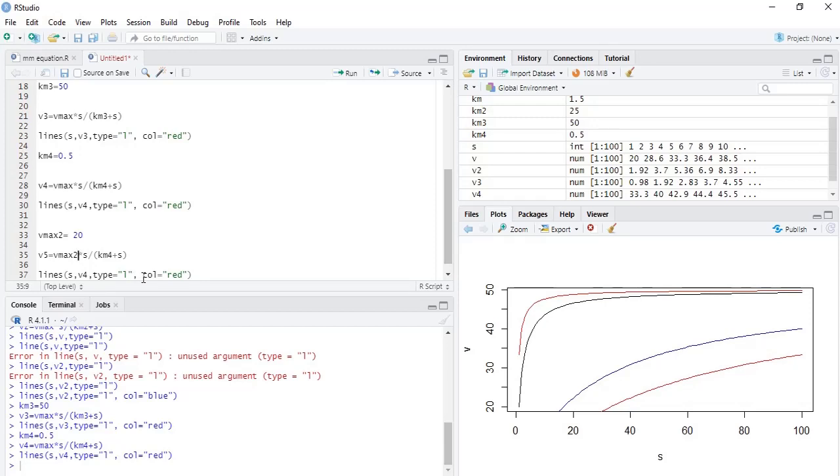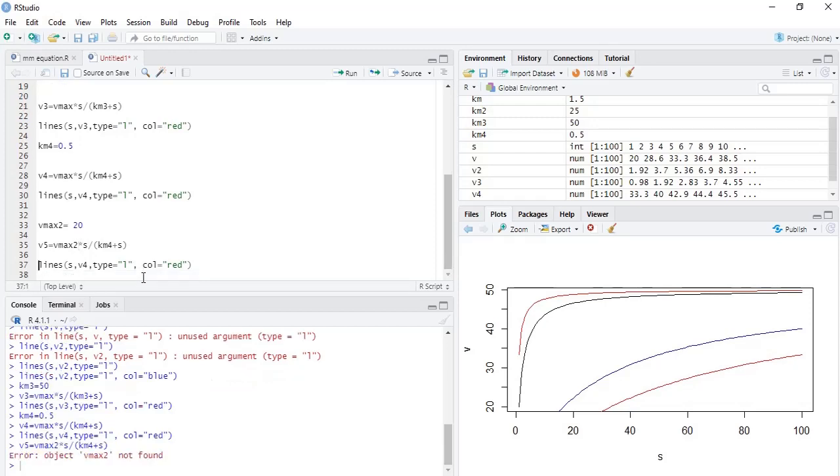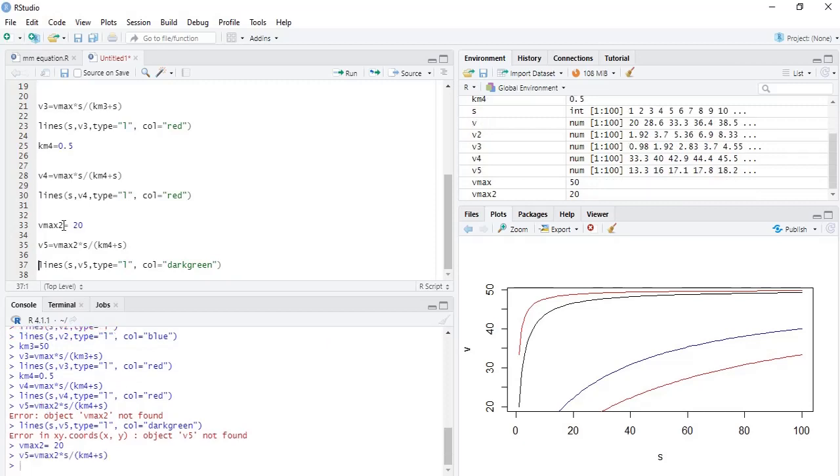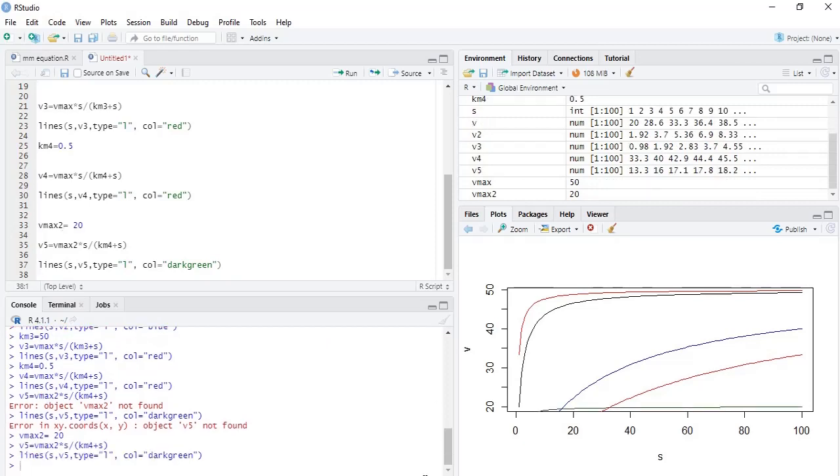to Vmax 2, and we'll run this. And this V5, the color we will make dark green, and run that. Control enter. Object V5 not found. We have not run that. That Vmax 2 was also not there. Vmax 2, V5, and the line.